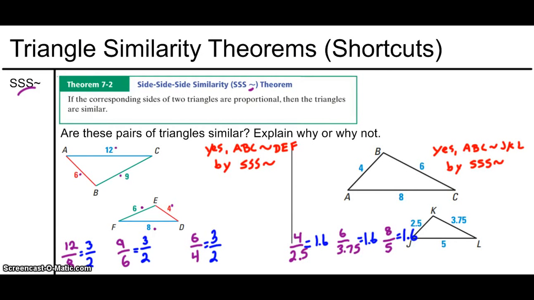Great, we're all set. I hope this video has shown you how to use the side-side-side similarity theorem and the angle-angle similarity theorem to speed up showing that two triangles are similar. Now you don't have to check every single side and every single angle. Now it's just a matter of using one of those two shortcuts.